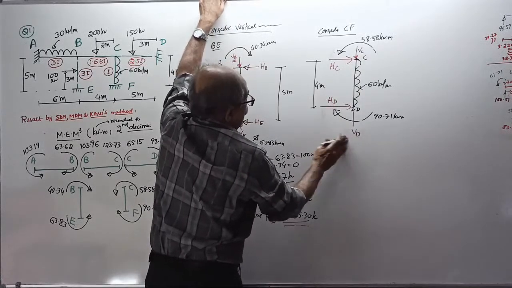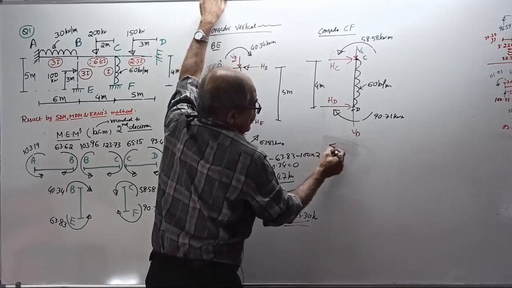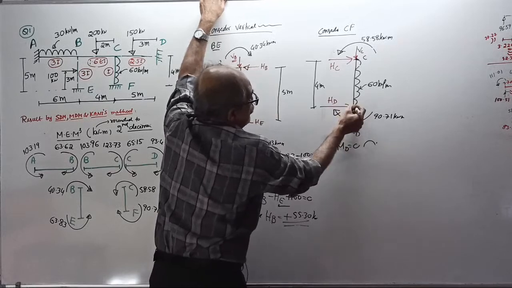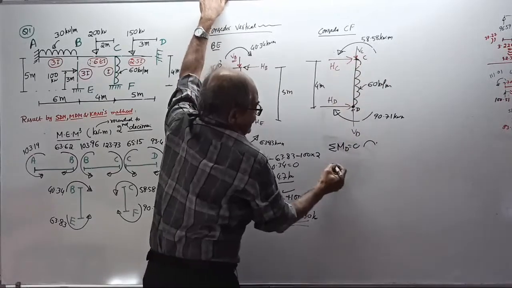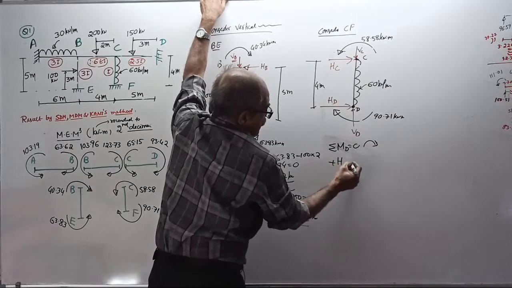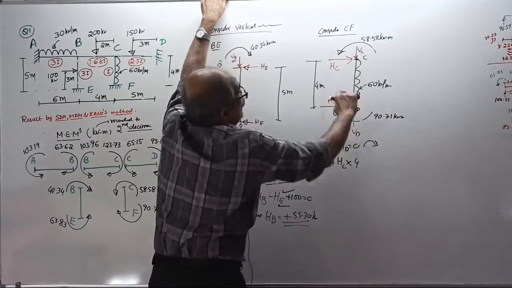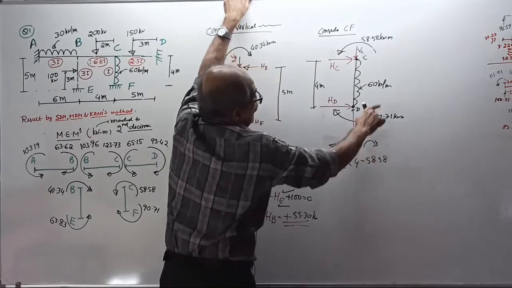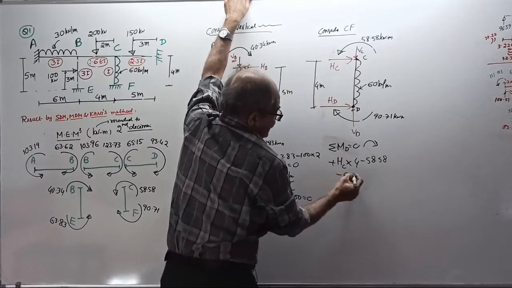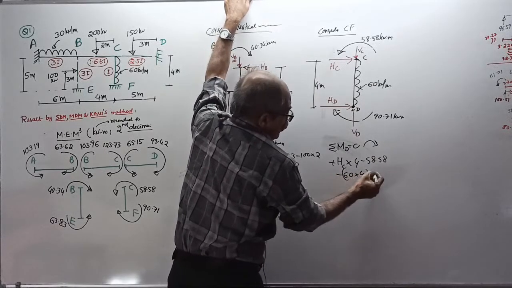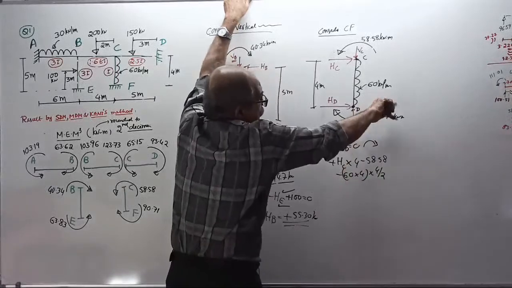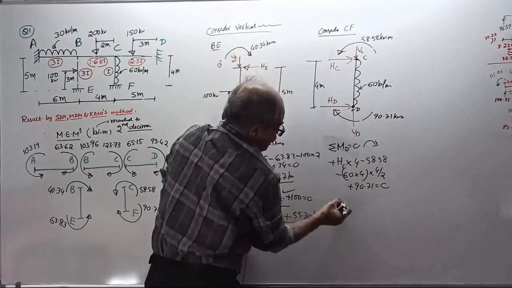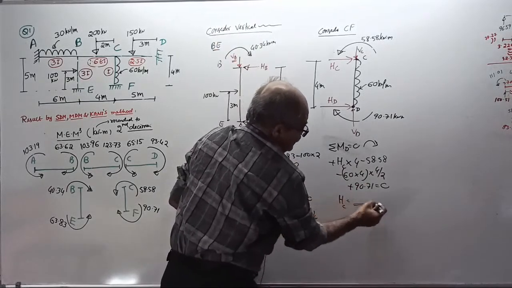Sigma M about L. Okay, take moment about D. Any point will do. Sigma M about D equal to 0. Take clockwise positive. Moment about D: plus HC into 4 minus 58.58, then minus 60 into 4 is the total load, into 4 by 2, then plus 90.71 equal to 0. Tell me what HC value first.